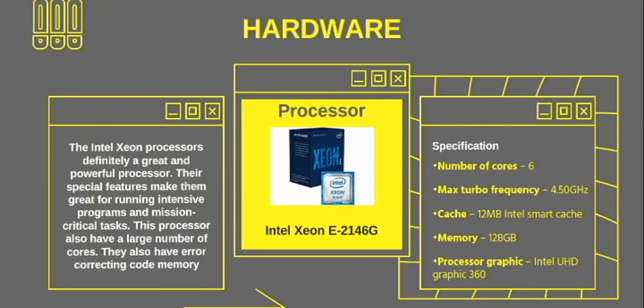Next, we move on to the hardware, and first thing first is the processor. The processor that we chose is Intel Xeon E2146G. The Intel Xeon processor definitely a great and powerful processor. Their special features make them great for running intensive programs and mission critical tasks.